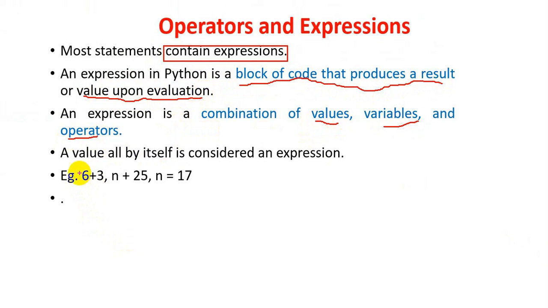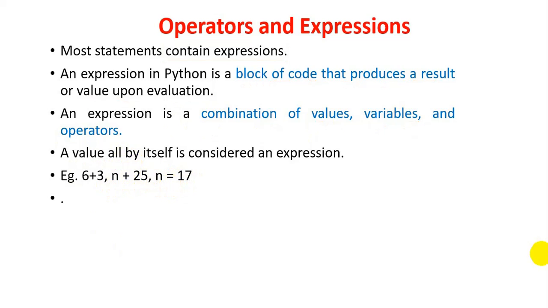See here, 6 plus 3. 6 and 3 are the values, so the plus operator connects the values 6 and 3. Then n plus 25. Here n is a variable and 25 is a value, so it connects a variable and a value. Here n equal to 17 is an assignment operator: the value 17 is assigned to n. Okay, we'll see some small examples.